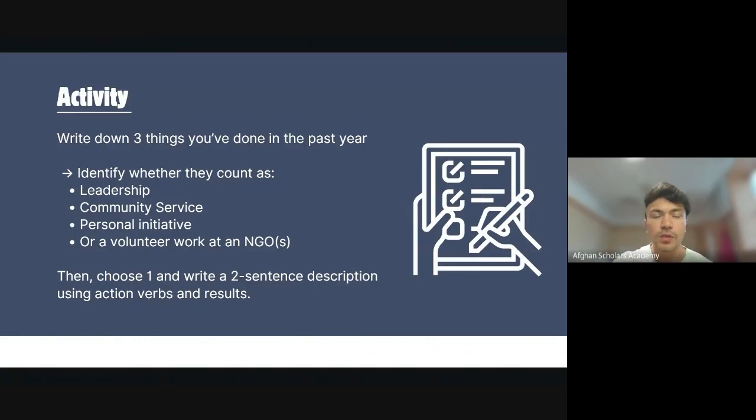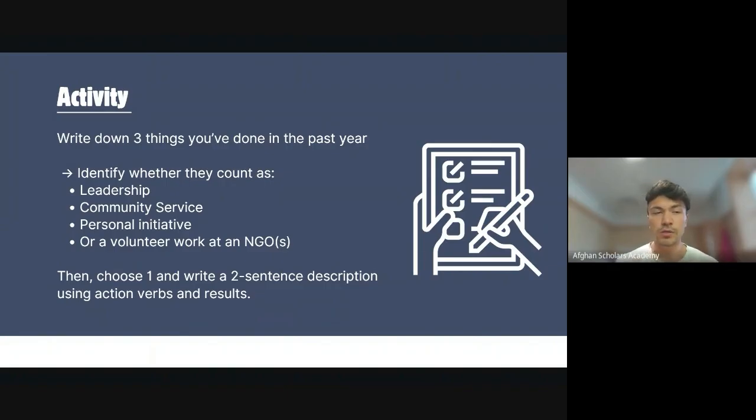Okay, thank you. For the activity, we do not have time, but it will be your assignment. Your assignment will be to write down 3 things you have done in the past year. However, I changed that to the past 3 years. By 3 things, we mean 3 activities, but you can list as many activities as you have done, and then identify whether they count as leadership, community service, personal initiative, or volunteer work at an NGO.